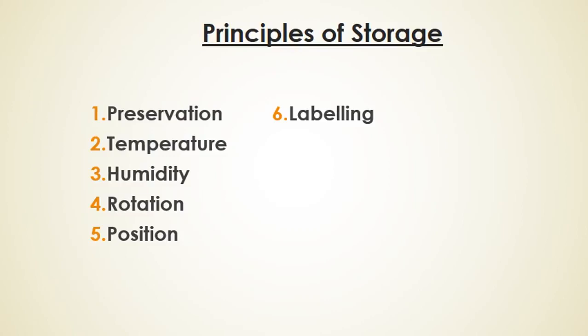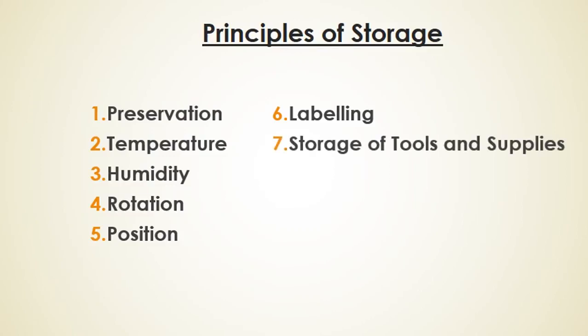Next is storage of tools and supplies. There needs to be a specific place where you store your knives, spoons, choppers, etc. These should be kept in the preparation center. Utensils used in cooking, spices, and supplies such as flour, rice, etc. should be stored near the cooking center.